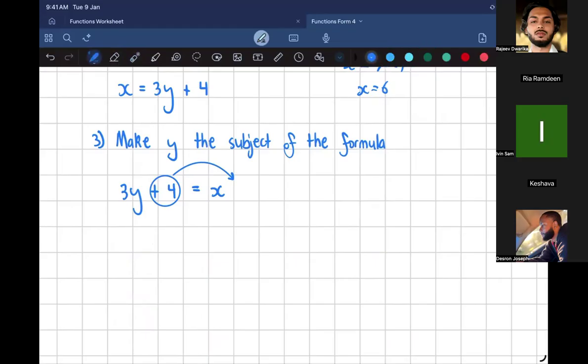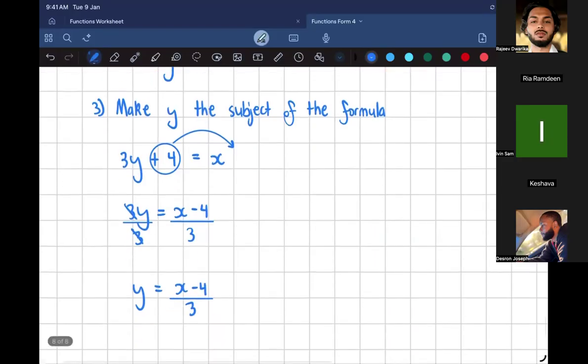So that's right. I move across that positive 4. I get x minus 4, right? I want to find for 1y. So to find for y or 1y, I would divide both sides by 3, so it will cancel off. So y is equal to x minus 4 over 3. Anna, are you confused by that? Are you good?